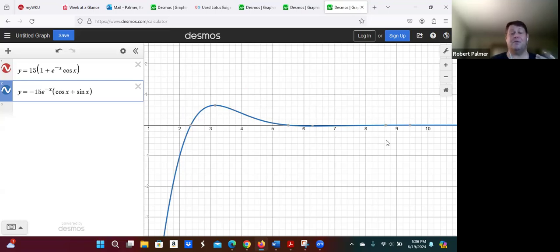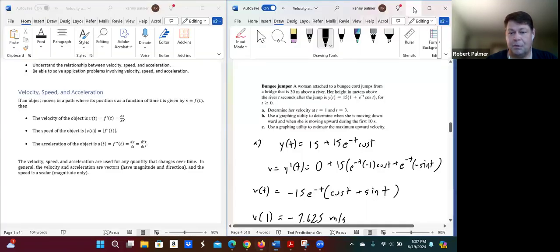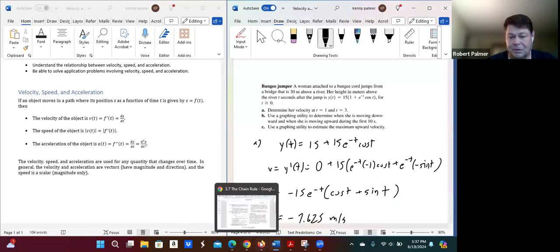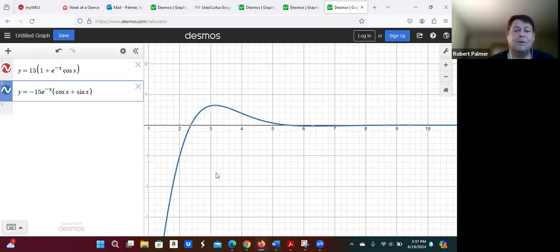Okay, so wherever your velocity graph is above the x-axis, you're moving upward. So that's where we define upward velocity. Then moving below the x-axis, you're moving downward. Okay. And what was the last part? Using a graphing utility to estimate the maximum upward velocity. So basically the maximum upward velocity, let's go back to our graph, should be the highest point on this velocity graph.